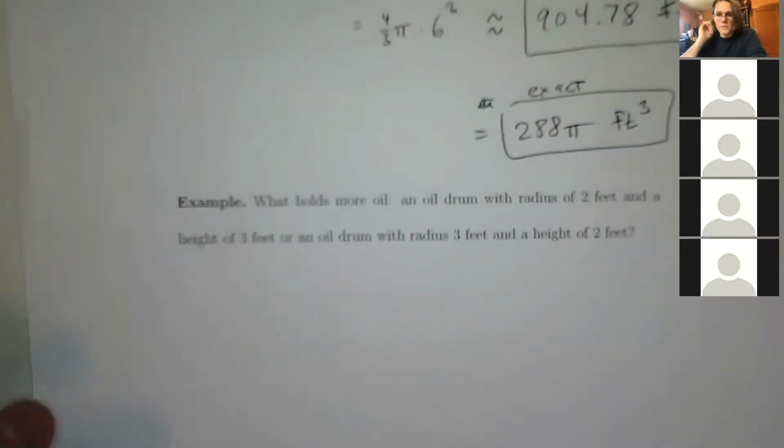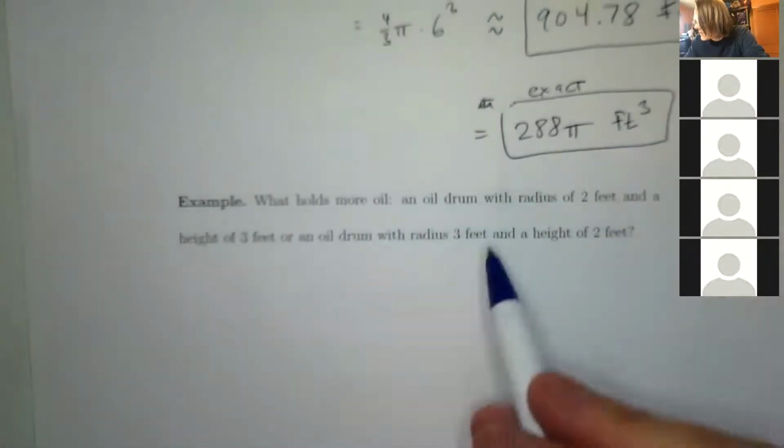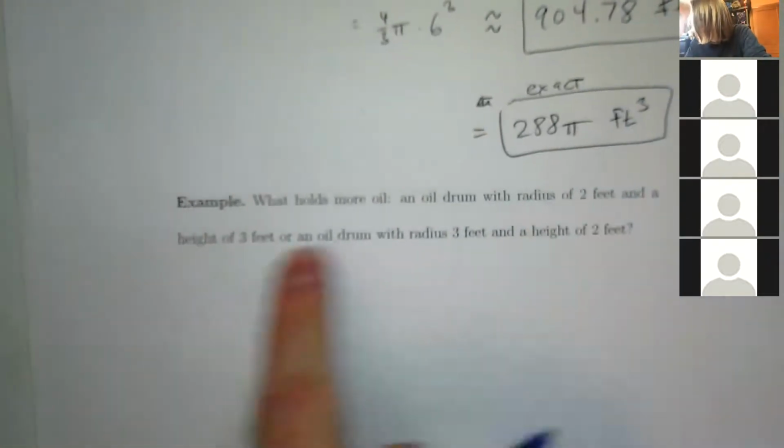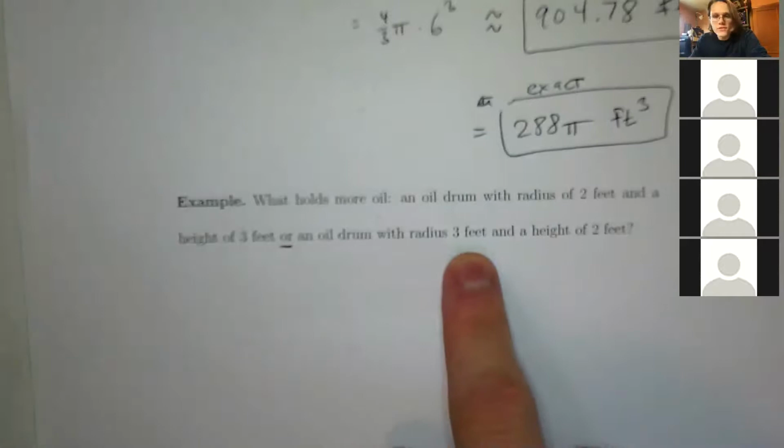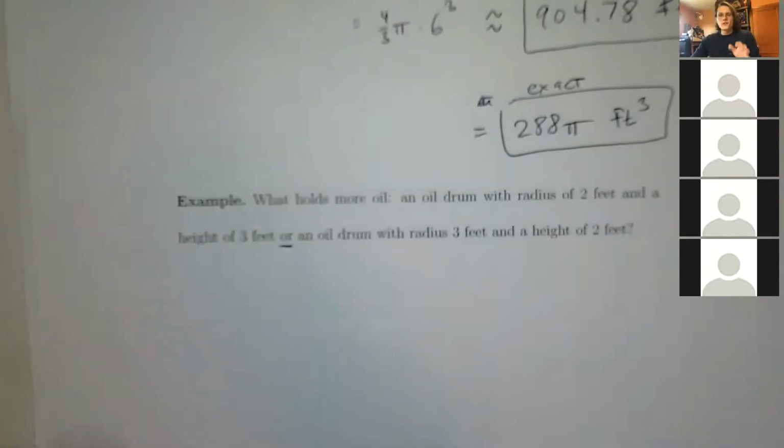So this one is an actual application. What holds more oil? An oil drum with a radius of 2 feet and a height of 3 feet, or an oil drum with a radius of 3 feet and a height of 2 feet? If you were asked just to guess, it's not really clear at all, because they're very similar. You're not going to know without computing it. So we just have to compute the volume of each of these cylinders and see how much oil they hold. Whatever has the bigger volume will hold more oil, and that will be our answer.